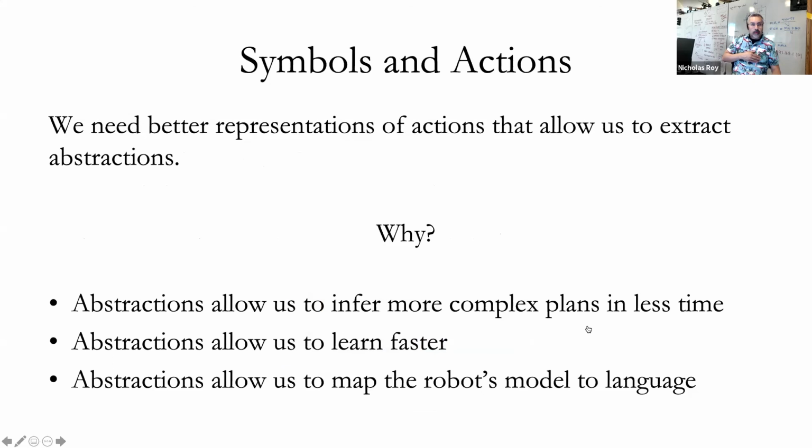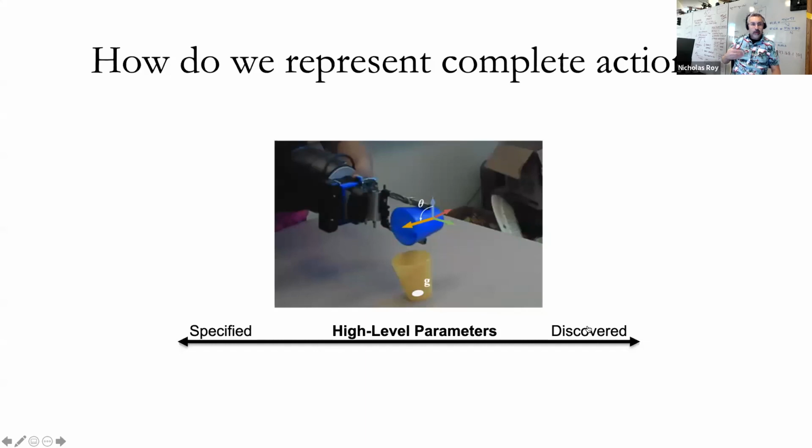So that's one way in which a better representation of actions allowed us to inform our complex plans and allowed us to learn faster. But notice that what I demonstrated is that we can learn the what of a particular task. There's another set of things you might want to learn from demonstration, which is the how to do a task. So how do we represent complete actions?